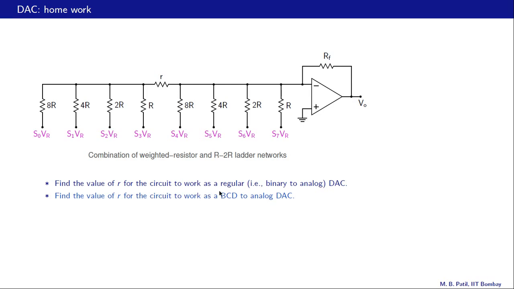regular DAC, that is binary to analog. That would be an 8-bit DAC. This is the LSB S0, and that is the MSB. That is part 1. Part 2, find the value of small r for the circuit to work as a BCD to analog DAC.